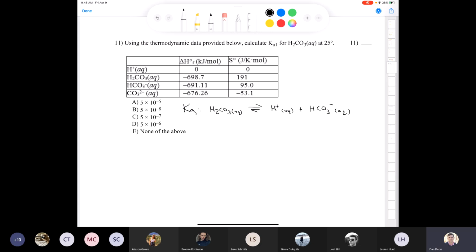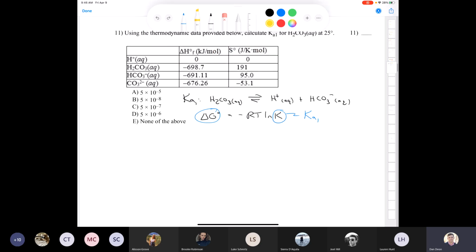We're asked to calculate the Ka1. And so the way that we're going to do that is we're going to use the formula delta G naught is equal to negative RT ln K. We're going to solve for delta G, and then that's going to enable us to calculate the K, which in this case is Ka1. So the question then becomes, how do I calculate delta G? Well, I'm given delta H of formation values and delta S values the exact same way I was in the previous problem. So to figure out the delta G, I do the same steps I did in the last problem.